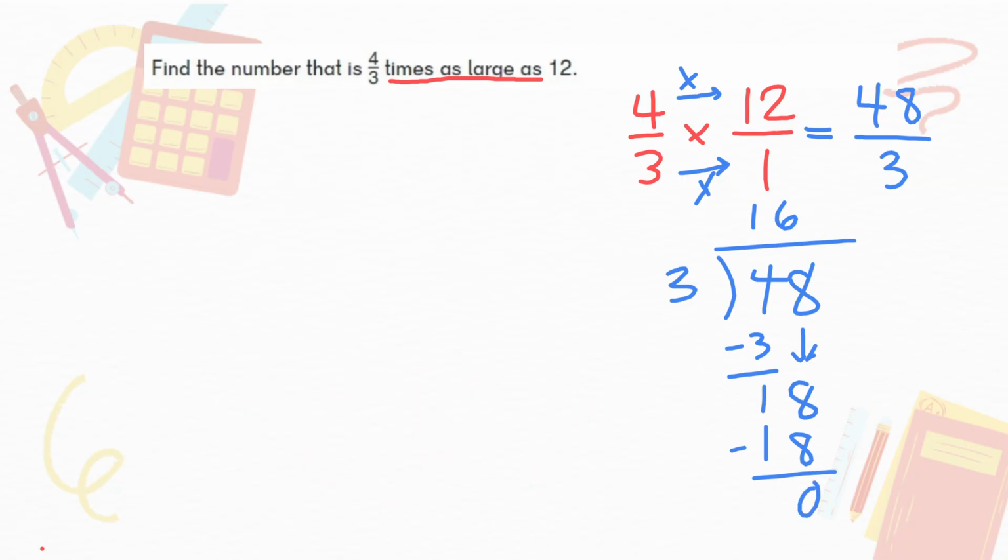And again, we find the difference, which is 0. So that tells us there is no remainder in this one. So this one we're going to write as just a whole number. 48/3 is just 16. Now see how we did this without any pictures? We were able to just use our multiply top times top, bottom times bottom strategy to get this done.